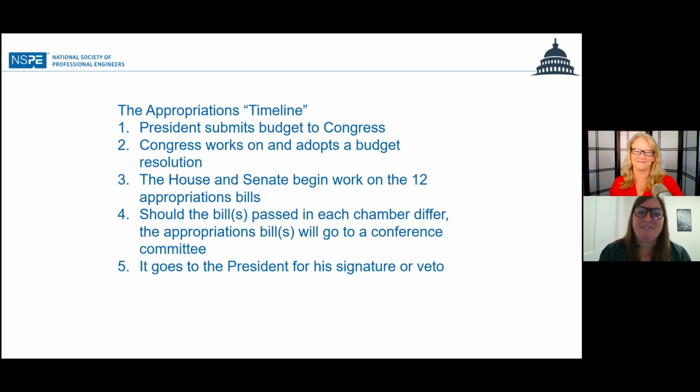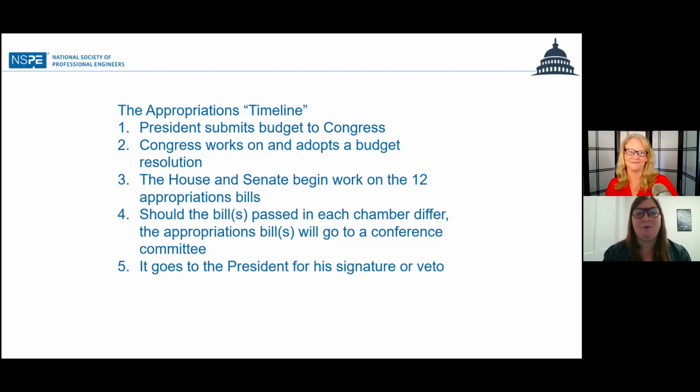So the first step of this timeline is the president submits his budget to Congress. By law, this is required on or before the first Monday in February. Oftentimes this doesn't happen. It's a very lenient requirement. This year would be an example of that, with President Biden taking office on January 20th and then having to turn around a budget within just a couple weeks, which is a very heavy lift.